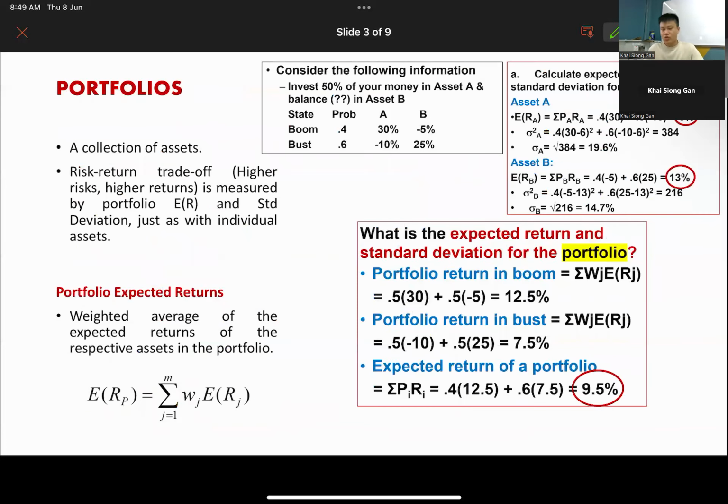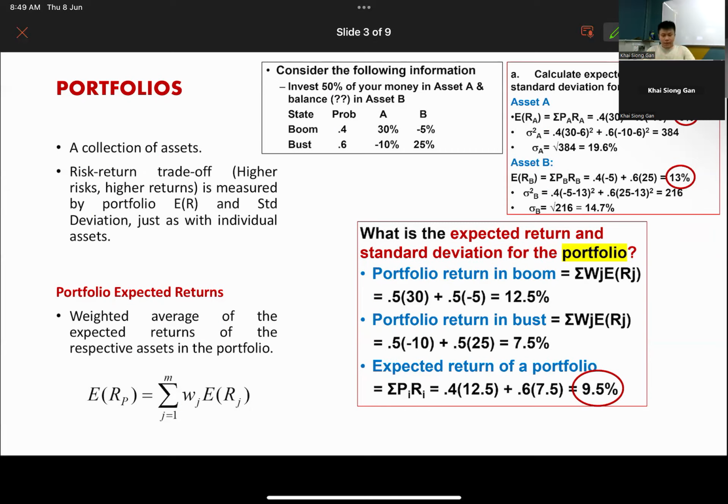Now we are going to look into the second scenario, in which we look into a portfolio of assets. That means we are no longer looking into a single asset anymore, but a portfolio. What is the meaning of portfolio? Portfolio means a collection of assets. For example, in your collection of assets, you have different kinds of stocks, different kinds of shares of different companies.